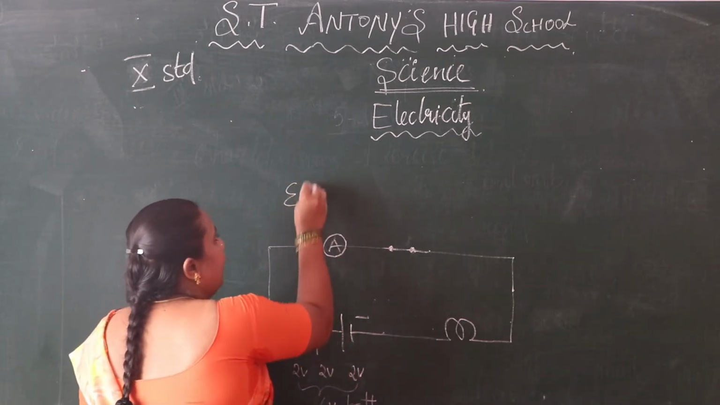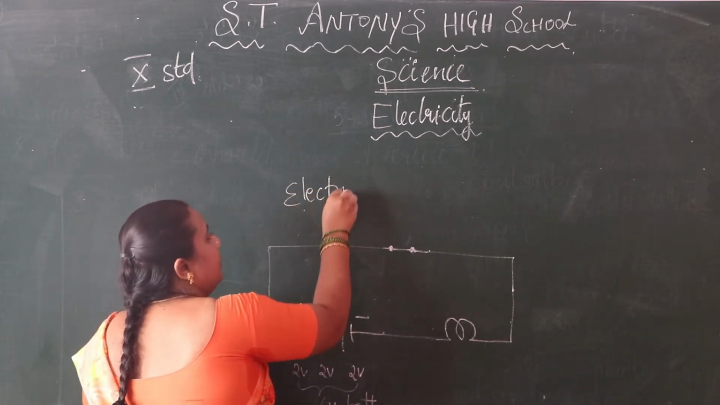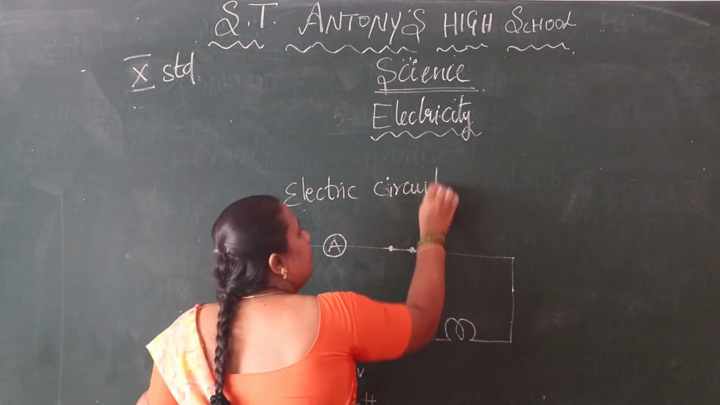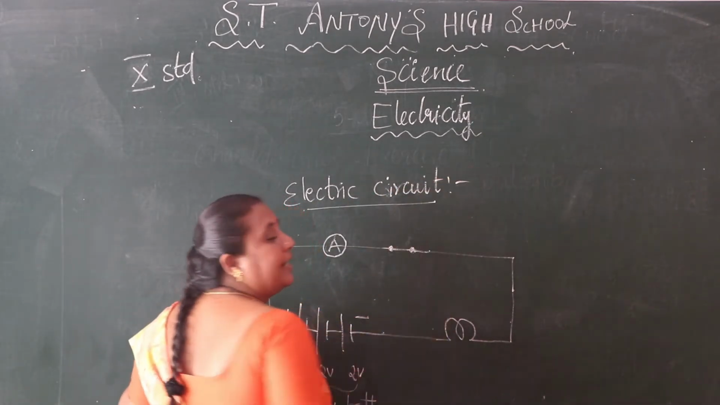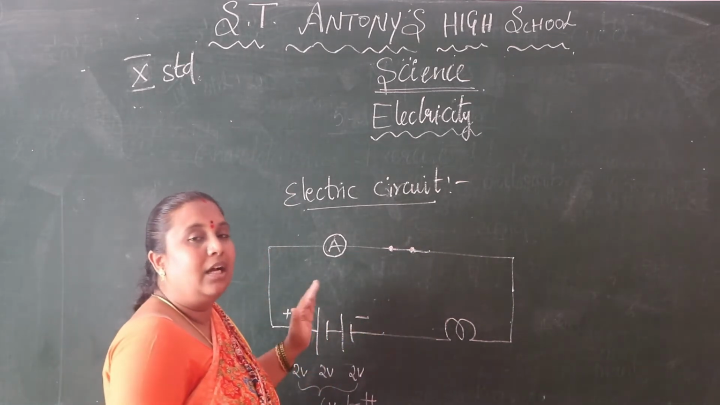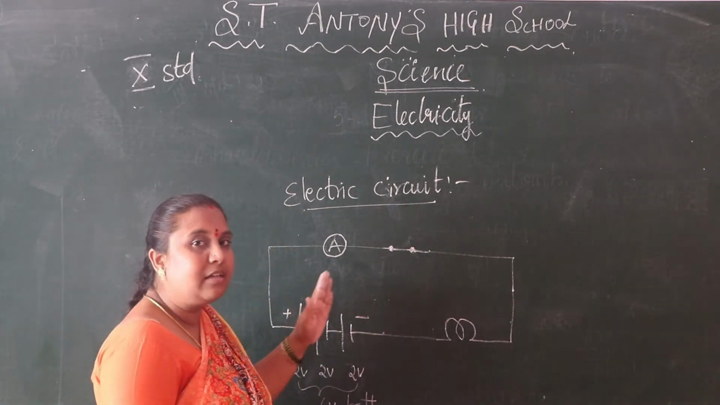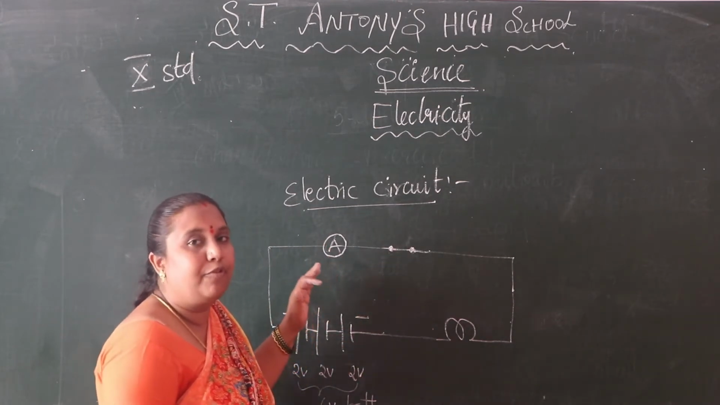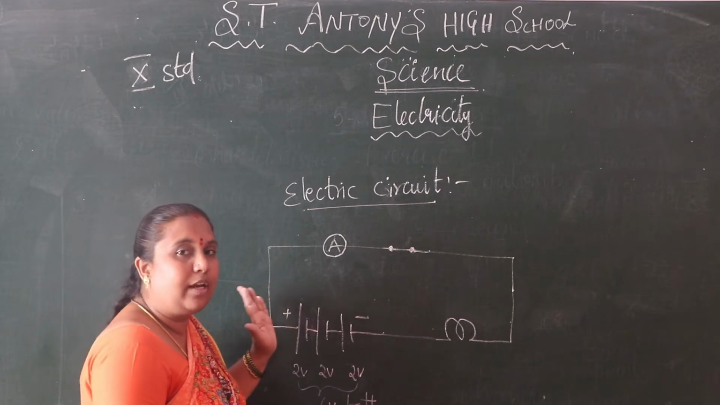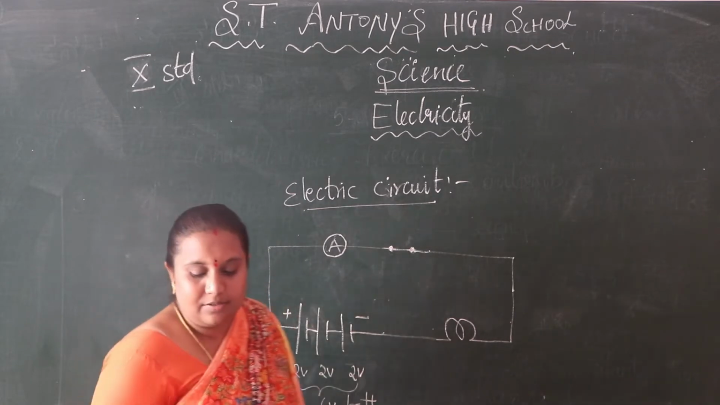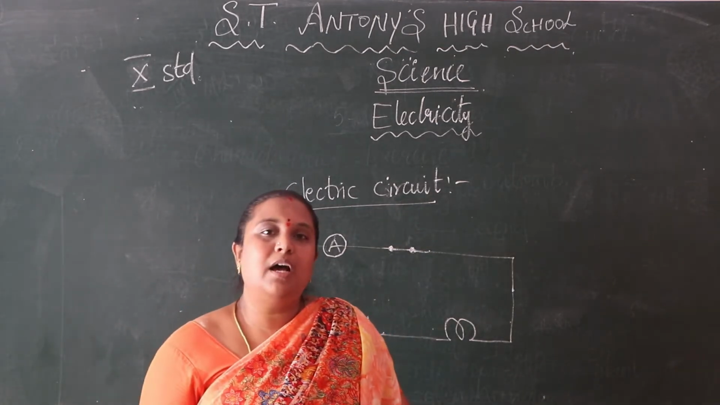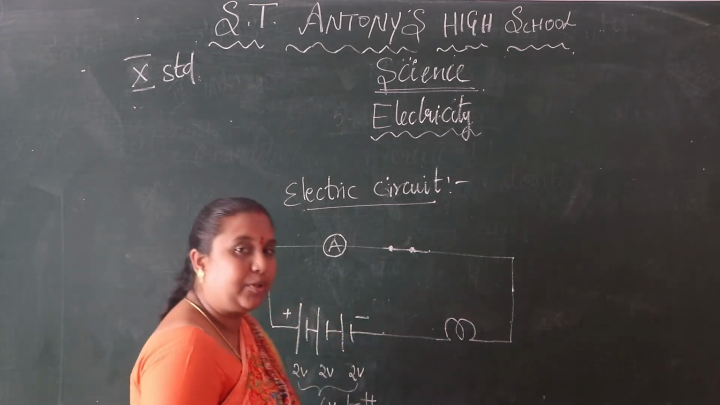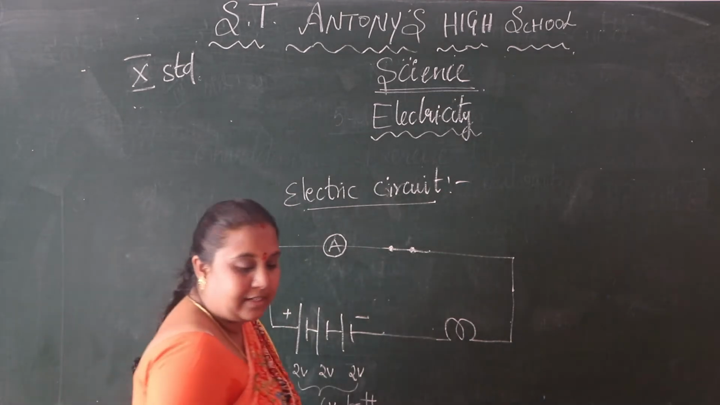An electric circuit is always a continuous path. If it is not a continuous path, there is no flow of electric current. Is it right? Then we move on to another concept, electric potential and potential difference.